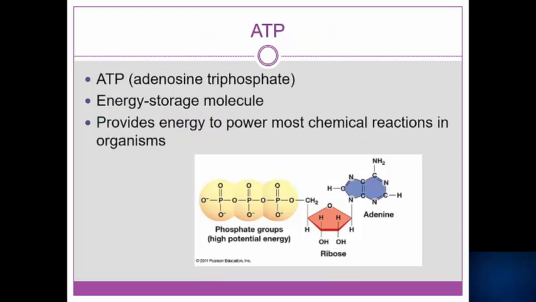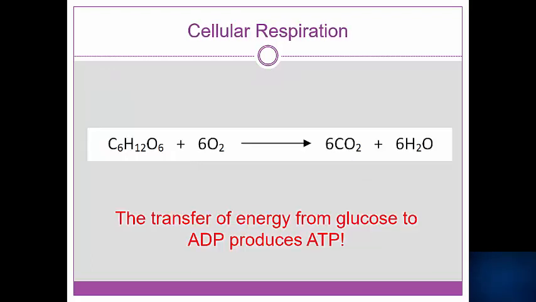Adenosine triphosphate, or ATP, is the main energy storage molecule in cells. Energy stored in ATP can be transferred to various endergonic reactions and processes in cells. The process of cellular respiration transfers the energy in glucose to ATP molecules. Examine the chemical equation for cellular respiration. Take a moment to recognize what the reactants and the products are in this reaction.